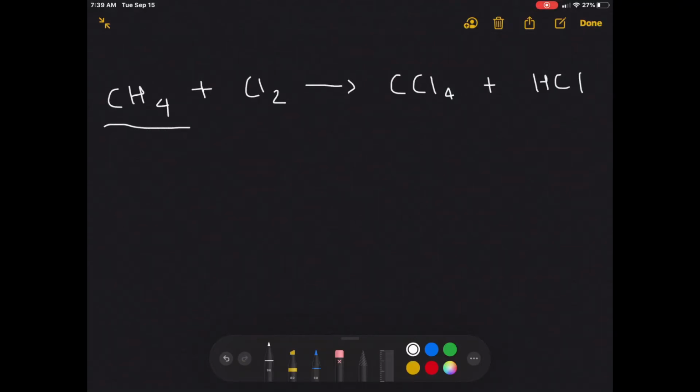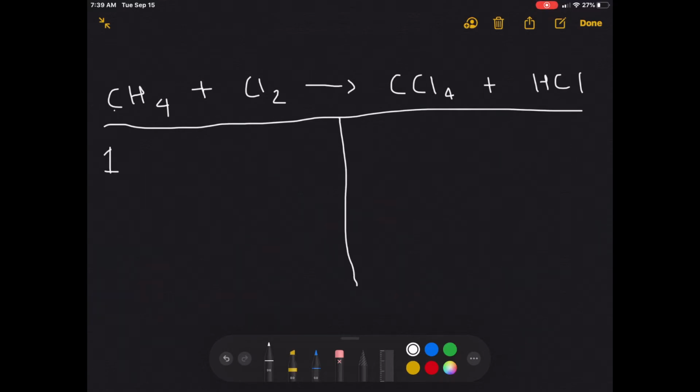Alright, so the first thing we want to do is draw a T-chart as shown. Next thing you want to do is count how much of each element you have on each side. So we got 1 carbon, we got 4 hydrogen, and we got 2 of chloride. Now on the right side, we have 1 of carbon, we have 1 of hydrogen, and we got 5 of chloride.